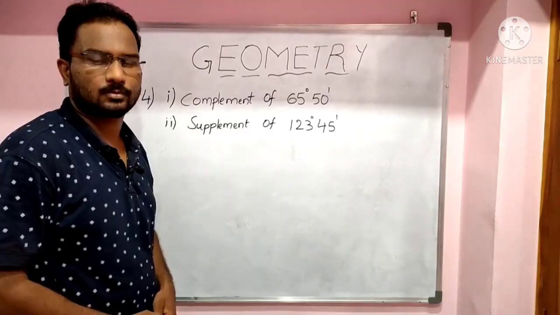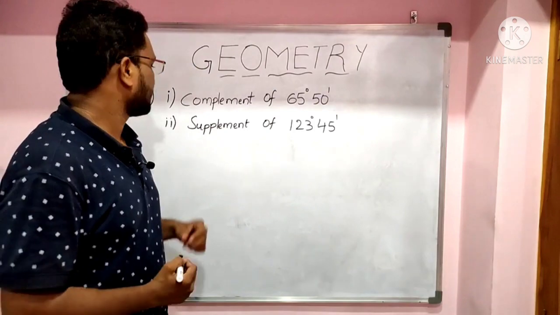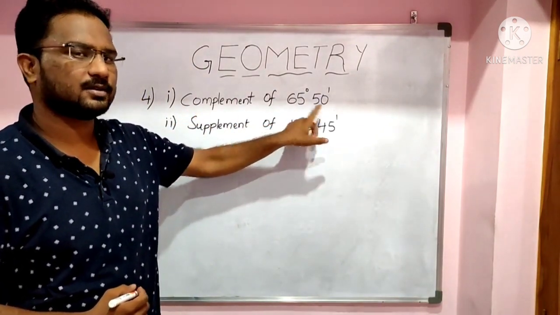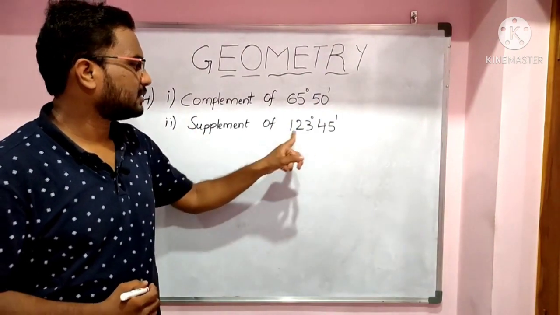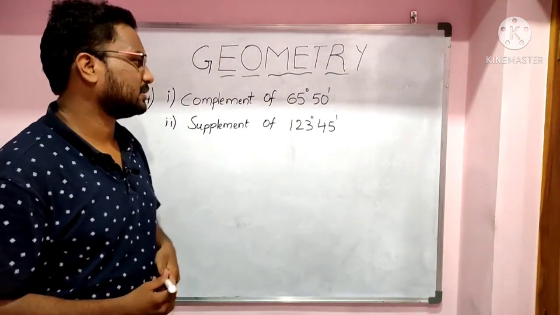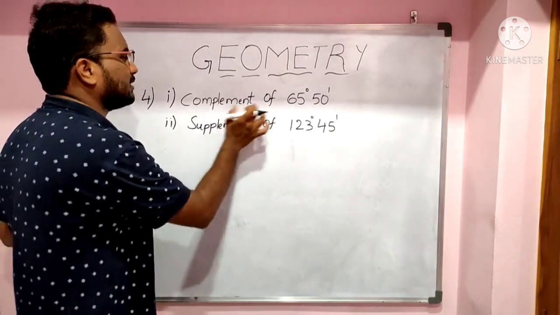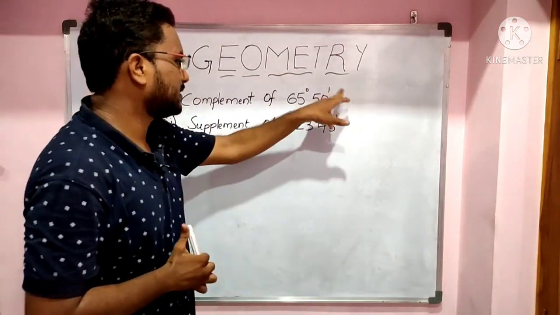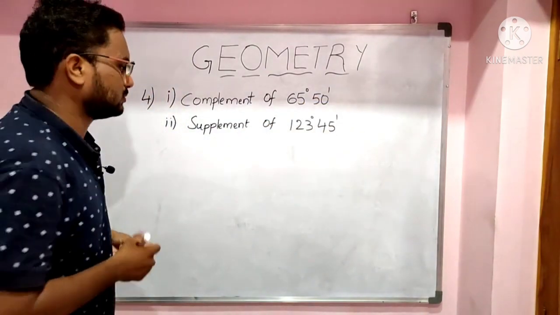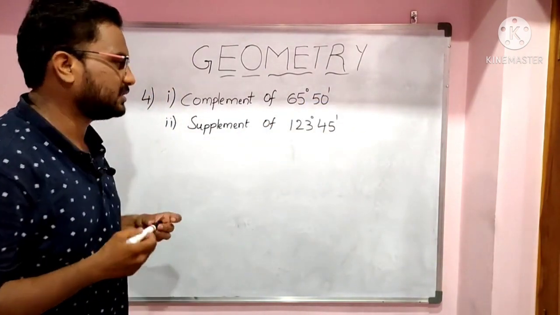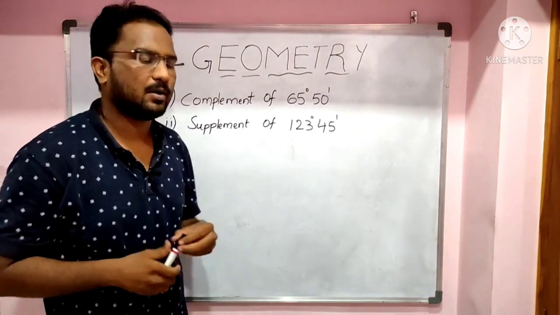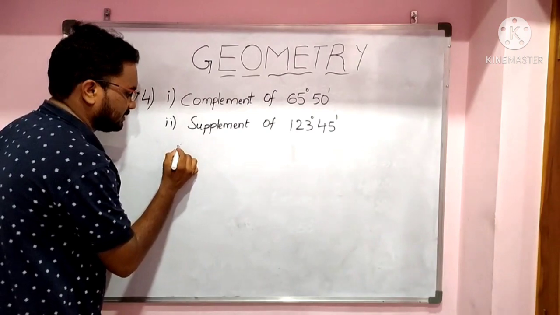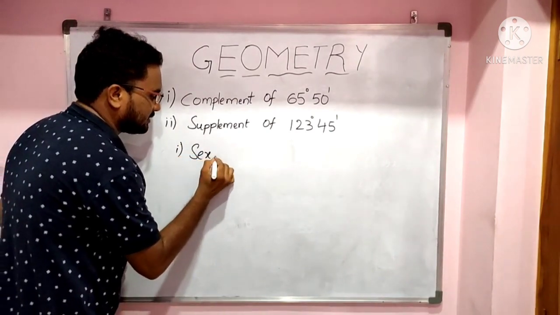Okay, next problem. Complement of 65 degrees 50 minutes and supplement of 123 degrees 45 minutes. We need to find the complement and supplement of these two angles. First of all, what are these minutes? We should know. Based on the measurement of the angle, we have three types of systems. First one is the sexagesimal system.